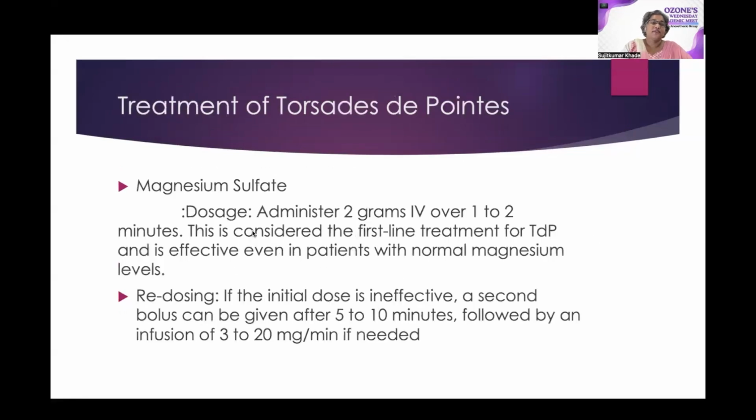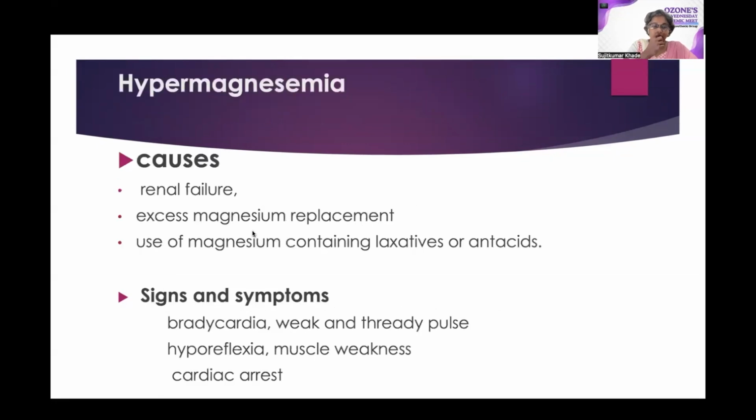Treatment of torsade: magnesium sulfate can be given 2 grams IV over 1 to 2 minutes. This is considered the first line treatment of torsade, and it is effective even in patients with normal magnesium level. Redosing: if the initial treatment is ineffective, a second bolus can be given after 5 to 10 minutes, followed by an infusion of 3 to 20 milligrams per minute as needed.